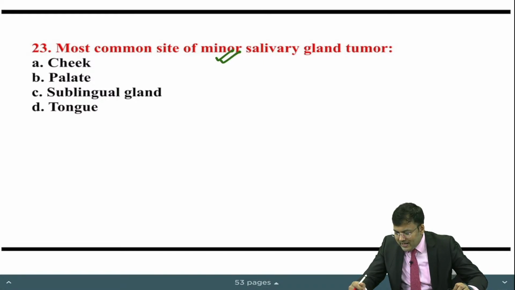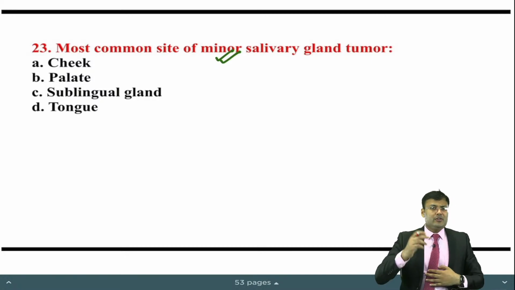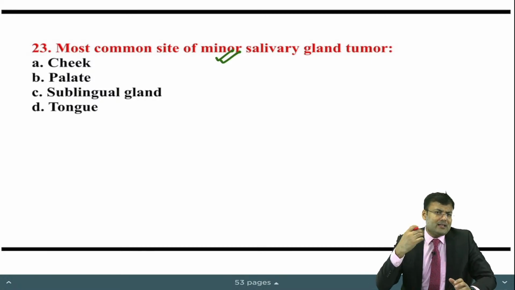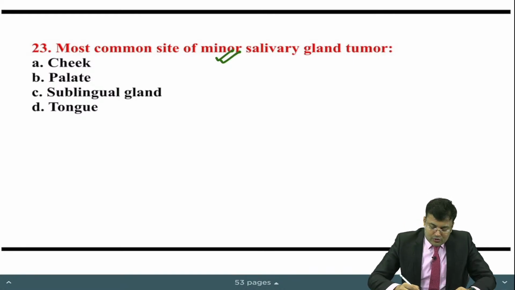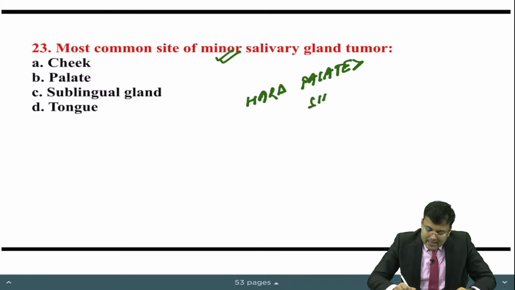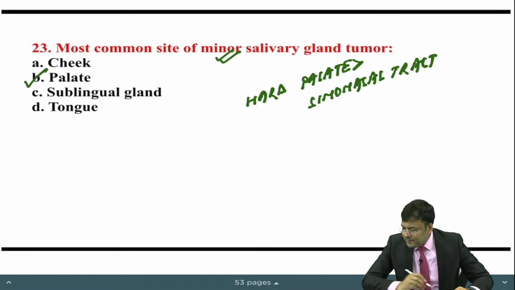Bhagyashri, very good. You are correct. Okay, so let's discuss minor salivary gland tumor. You tell me what is the most common malignant tumor of minor salivary gland, and that is adenoid cystic carcinoma. What is the most common site? Hard palate followed by sinonasal tract. So the most common site is hard palate, followed by sinonasal tract. So the correct answer is B.